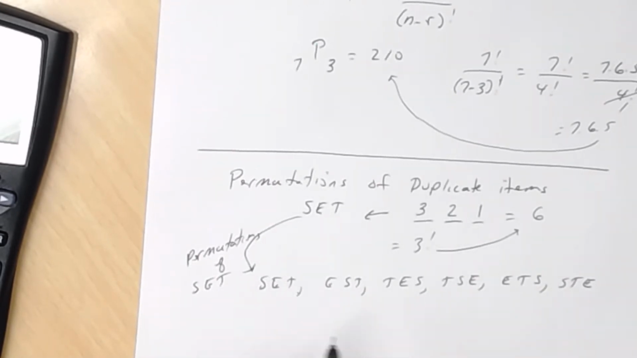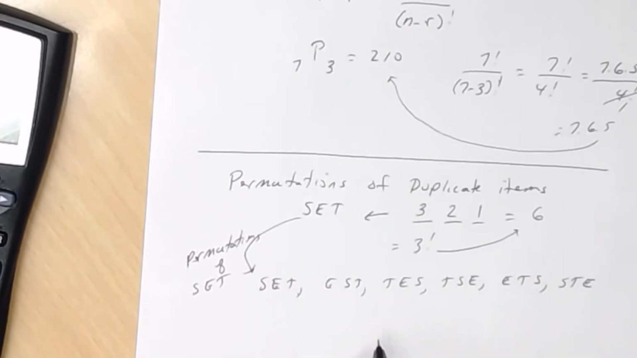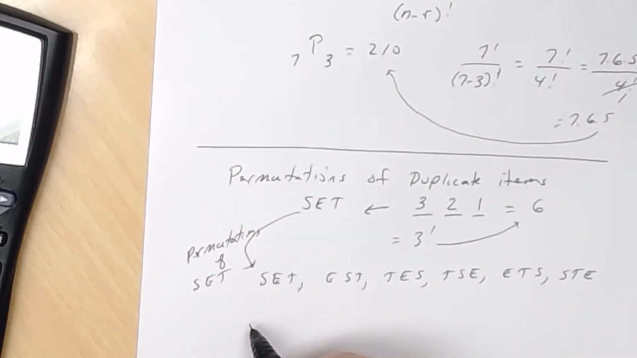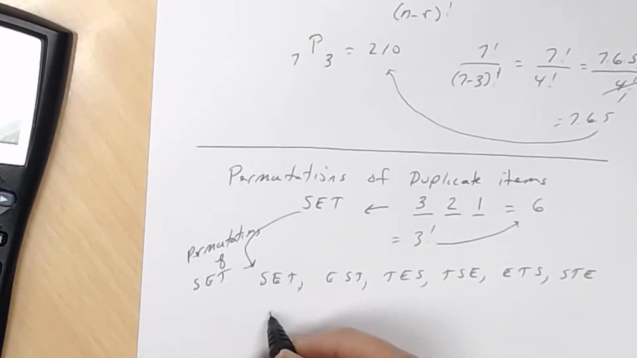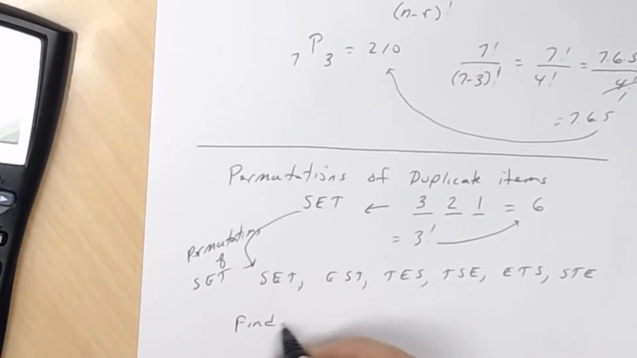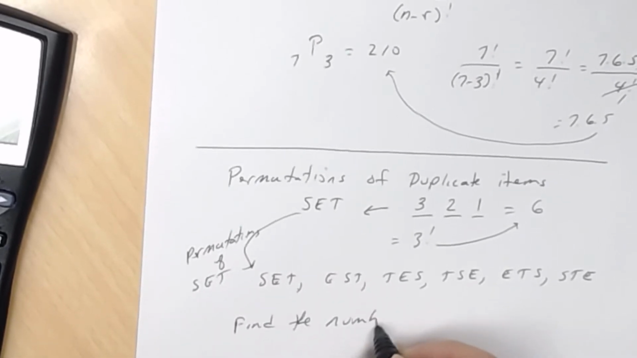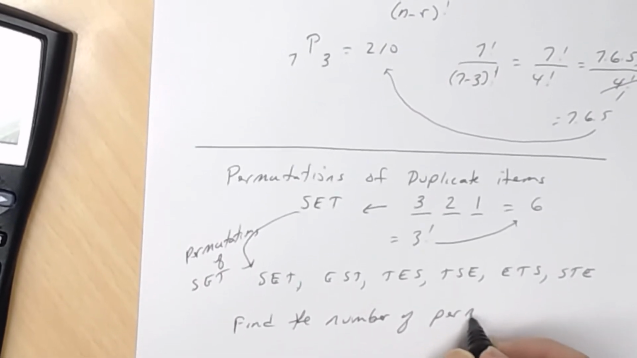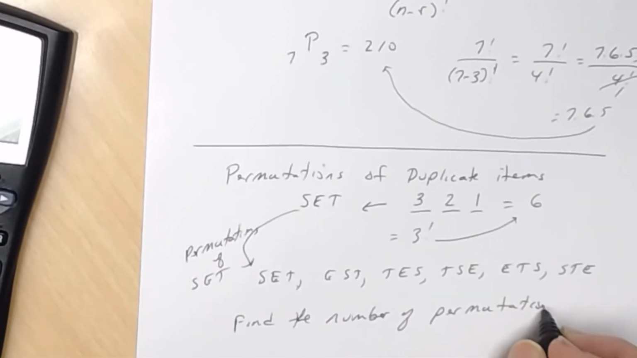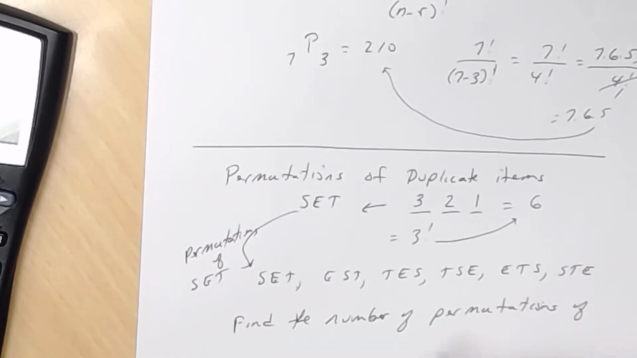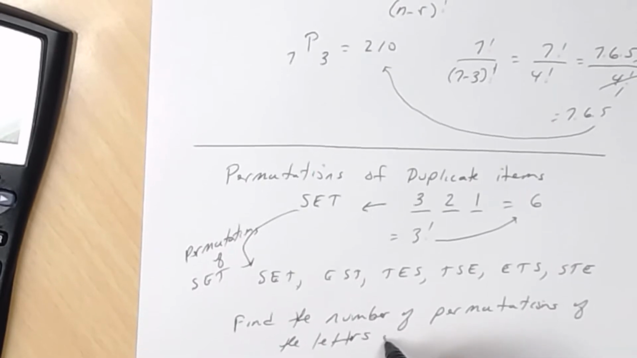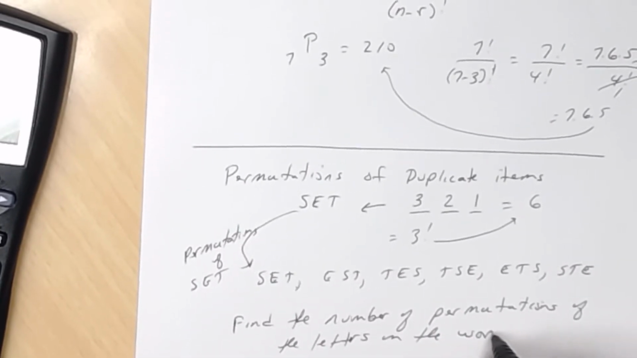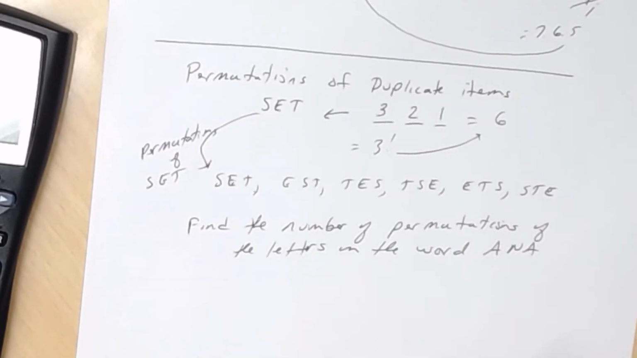All right. Now, okay, what if I had this? What if I had: find the number of permutations of the letters in the word Anna? Okay, in the word Anna. All right, now notice this time 2 of the letters repeat.